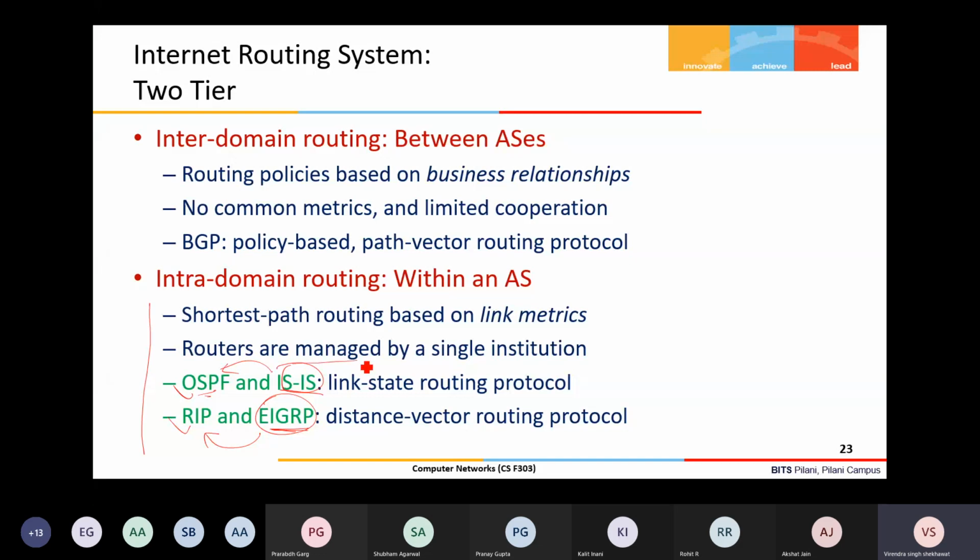Intra-domain routing is where routers are managed by a single institution or single organization, but inter-domain means across multiple organizations, how the routing happens. Okay. So the protocol which is used for inter-domain routing is called BGP, Border Gateway Protocol, right?